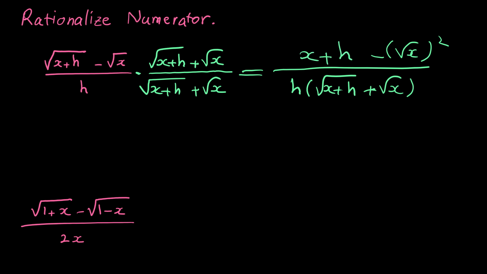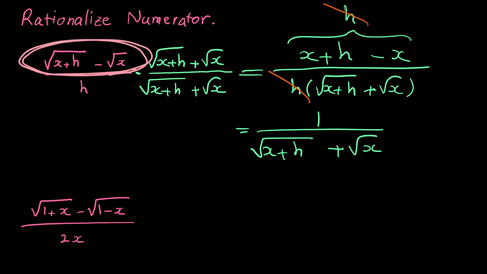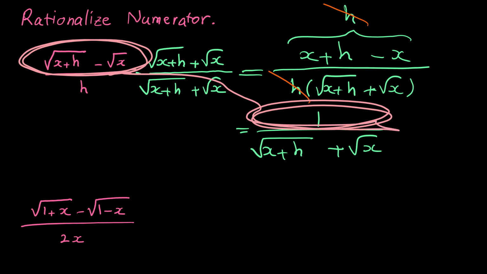And for the other radical, we have just x. And if we subtract x from x, x minus x cancels, so the numerator would only be h. And now if you pay attention, h from the numerator with h from the denominator cancels, so this goes with this. So what we have as the final answer for this question is 1 over radical x plus h plus radical x. As you can see here, we rationalized the numerator. The numerator has no radical, but of course the denominator has radicals.